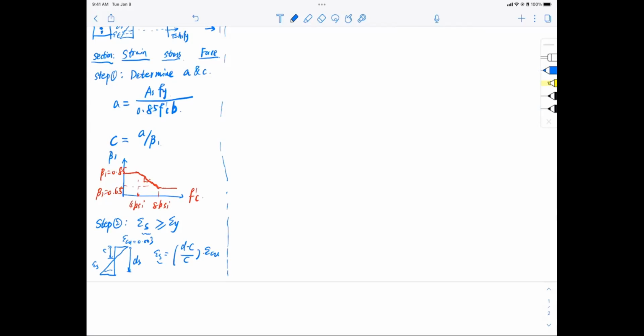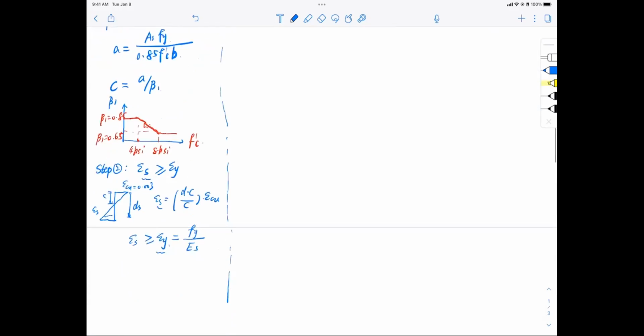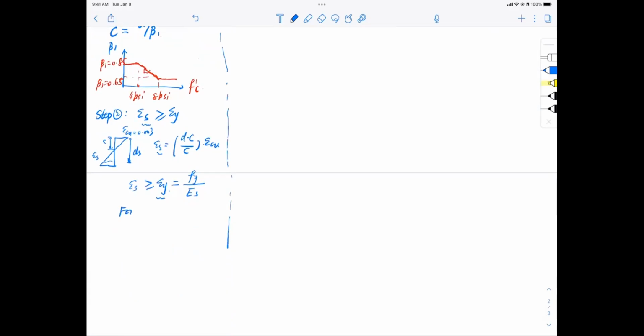And to make sure that epsilon S is greater than or equal to epsilon Y. And how do you determine epsilon Y, which is the yield strain of the bars? You use the grade 60 yield strength divided by Young's modulus of steel, right? For grade 60, epsilon Y equals 60 ksi divided by 29,000 ksi, and you end up with a yield strain of about 0.00207.